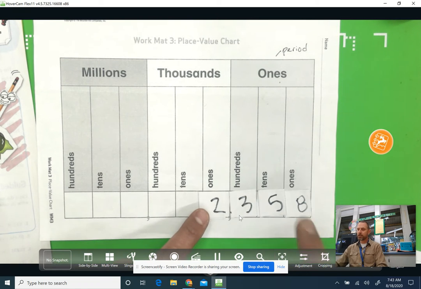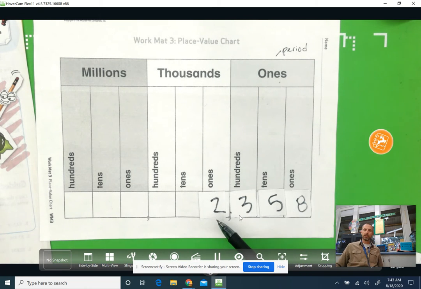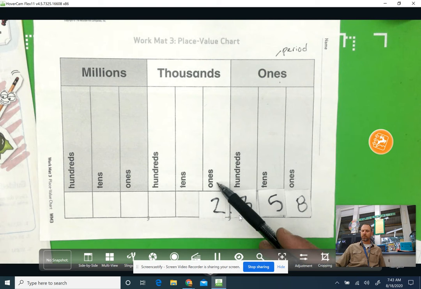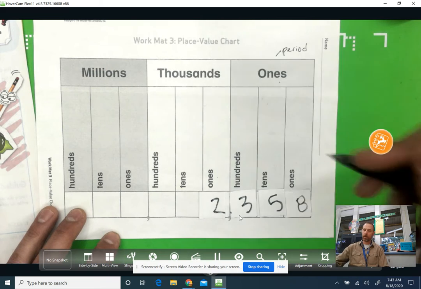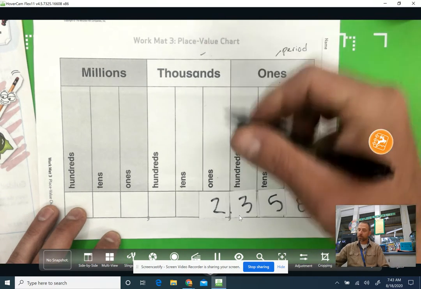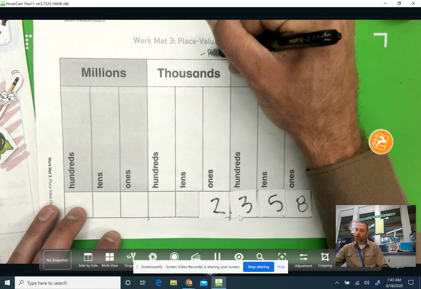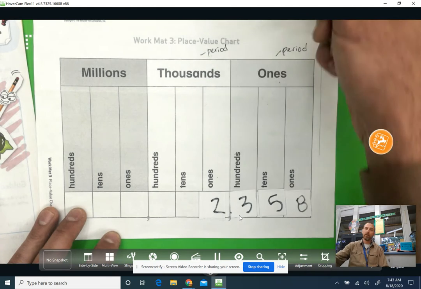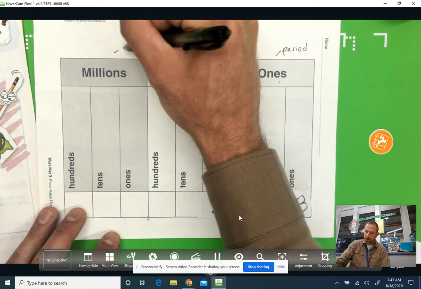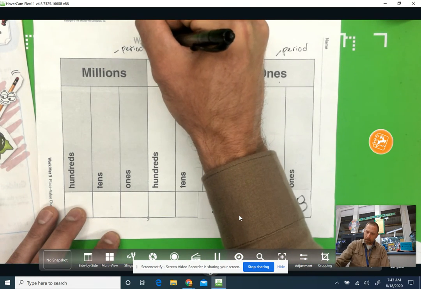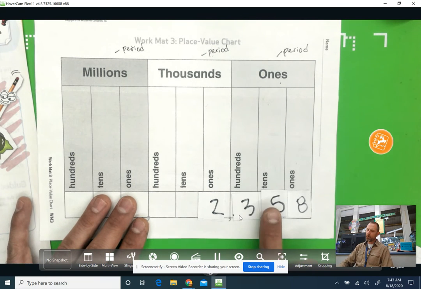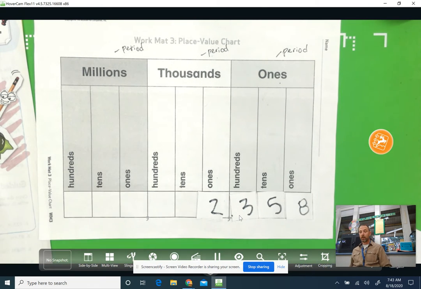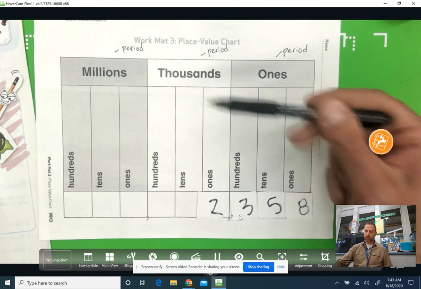Now, I just added a digit to our number 358, and I added the digit 2. And it says that that 2 is in the ones place. But it's not just in the ones place, it's in the 1,000s place. Okay? Because the 2 is now in the thousands period. And then we also have the millions period. Okay? So if we wanted to take a look at the value of this 2 because of where it is in the number, we know that it's in the 1,000s place.